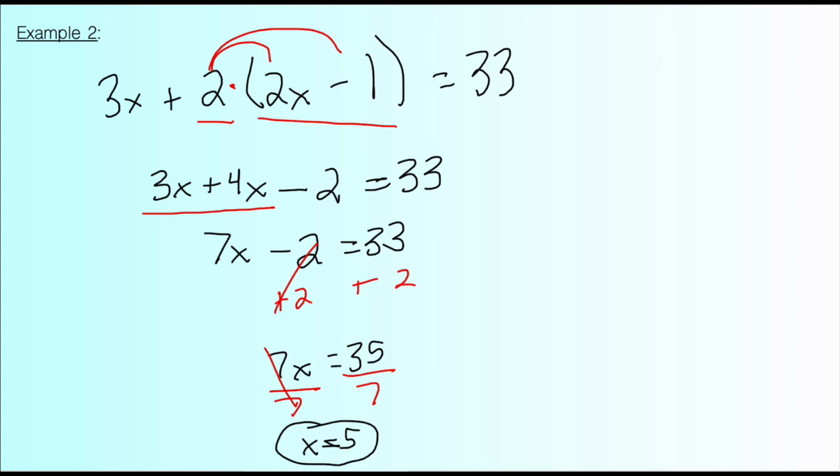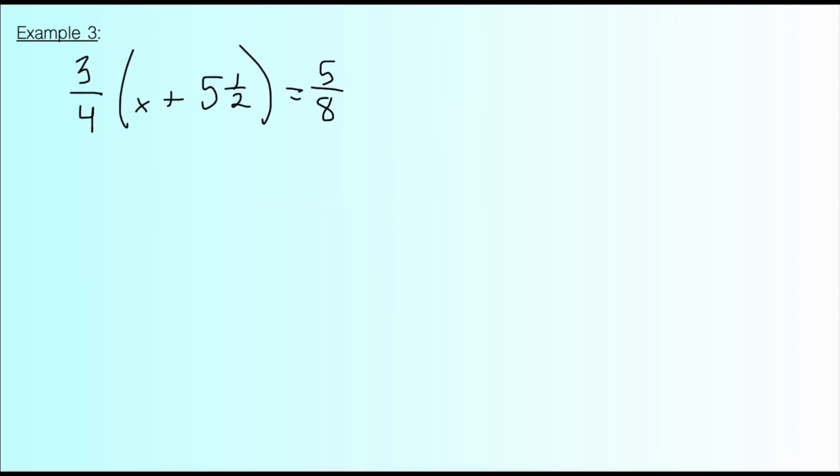All right, I figured we'd do one more, but this one has fractions and distributive property, which isn't a problem. It's just a little bit of extra work. Since it's 3/4 times x plus 5.5, I'm going to be distributing 3/4 to everything in the parentheses. So 3/4 times x is 3/4 x, and 3/4 times 5.5. So 3/4, I'll do this on the side. You cannot multiply when you have mixed numbers. You need to make this an improper fraction.